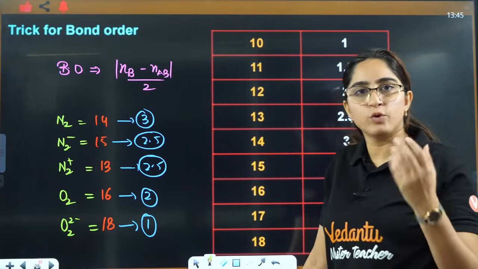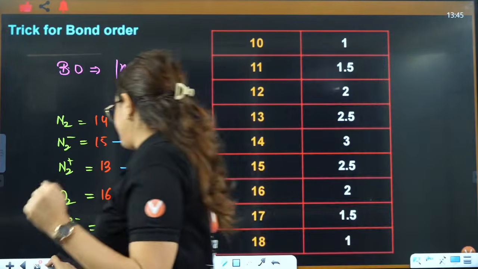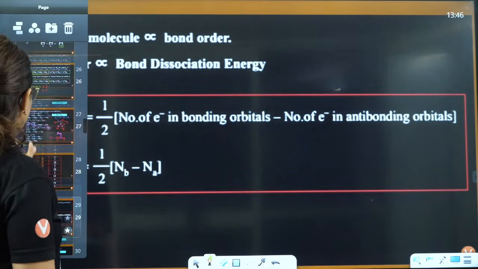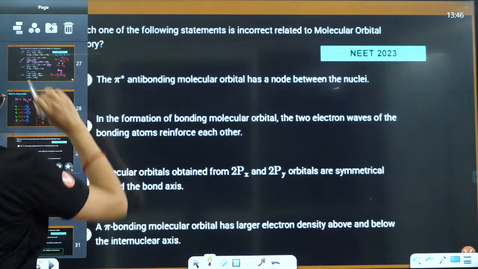Okay, that is why MOT questions are quite easy to do, right? Okay, this we have done already. Now let's see another question here.